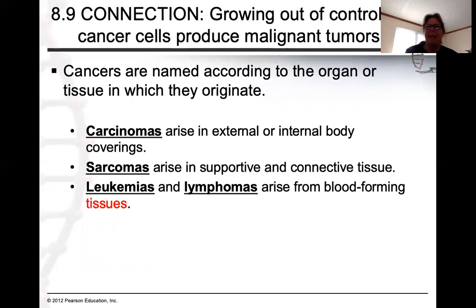We do name cancers according to the organ or the tissue type that they originated in. So carcinomas are generally cancers that have to do with your skin, the external or internal body coverings. Sarcomas are supportive and connective tissue, and lymphomas and leukemias are your blood forming cells.